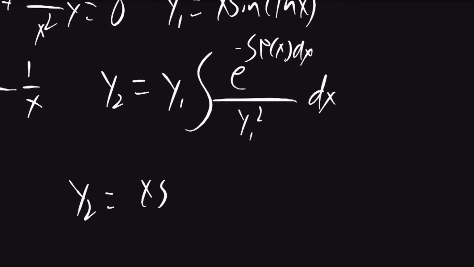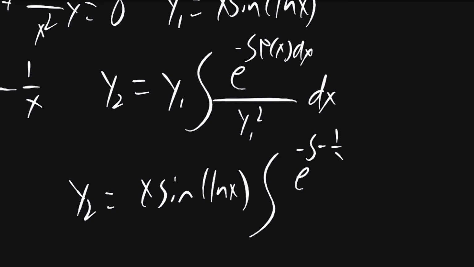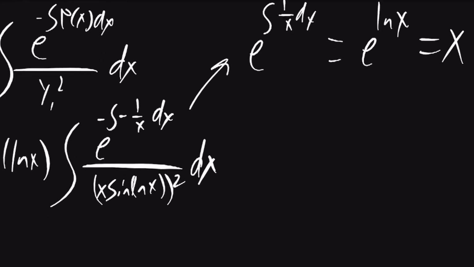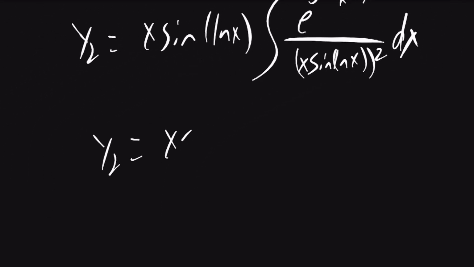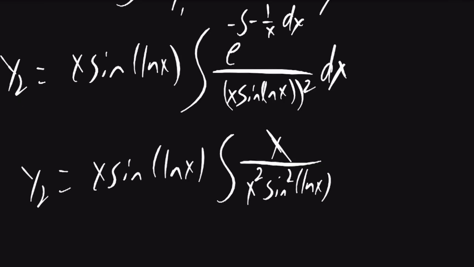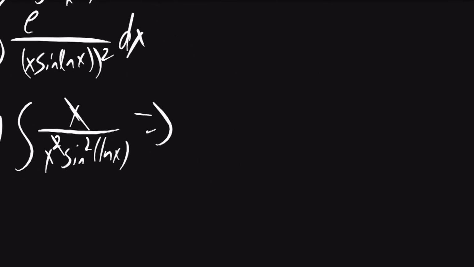y2 will be equal to x sin(ln x) times the integral of e to the power of the negative integral of -1/x dx over x sin(ln x), all of that squared. This numerator will be e to the power of the integral of 1/x dx, which will be e to the ln x, which is just x. I can rewrite this. It will be equal to x sin(ln x) times the integral of x over x² sin²(ln x). These x's will cancel. This integral will become the integral of 1 over x sin²(ln x).